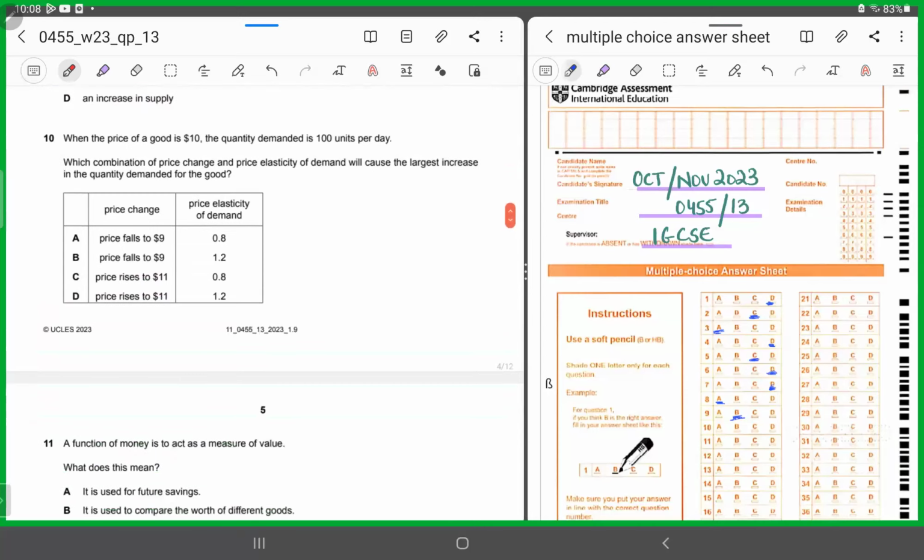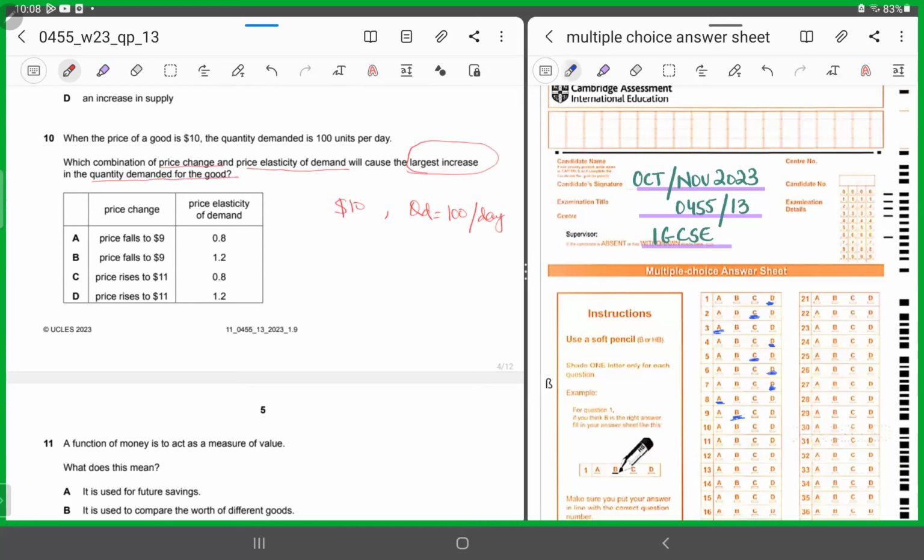10. When the price of a good is $10, the quantity demanded is 100 units per day. All right. They are saying at $10, the quantity demanded is 100 units per day. Which combination of a price change and price elasticity of demand will cause the largest increase in the quantity demanded for the good?